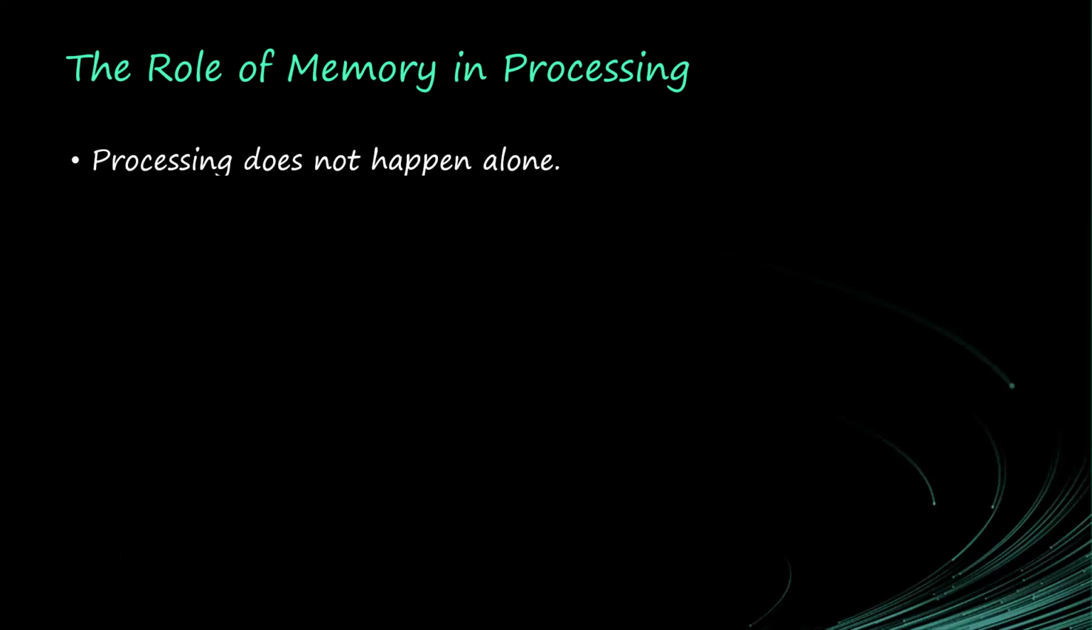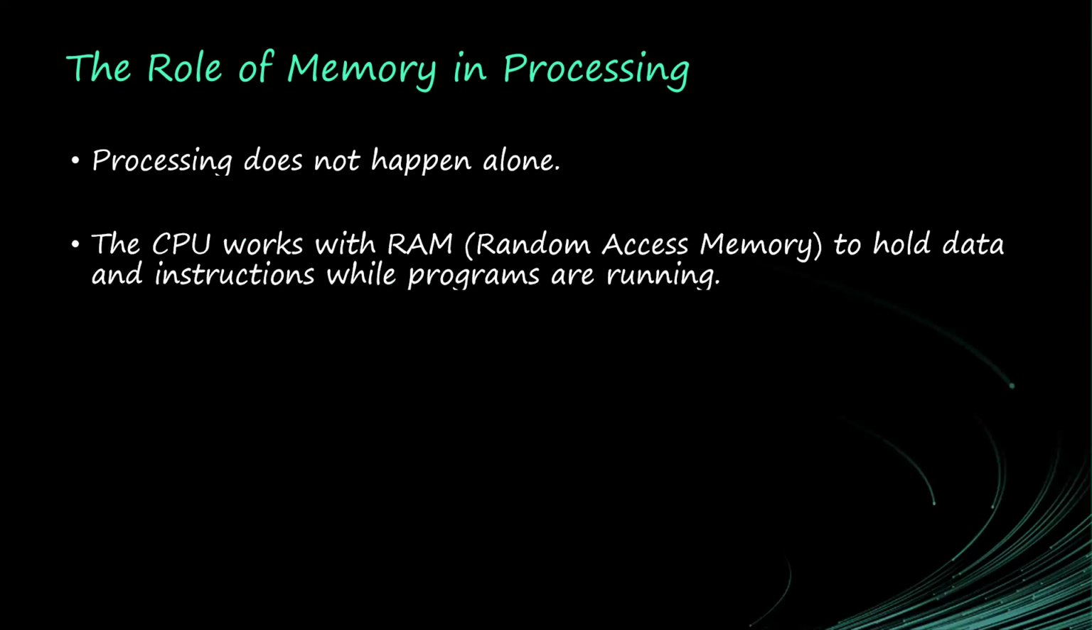When the CPU is doing processing, the processing does not happen alone. So the CPU works with RAM, random access memory. So the CPU works with the storage devices. It works with RAM to hold data and instructions while programs are running. Don't worry, you're going to understand what we mean by programs, because, of course, you're going to be a programmer, so you'll be writing programs.